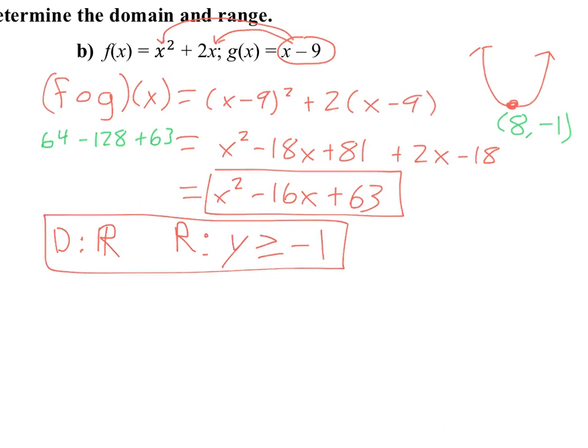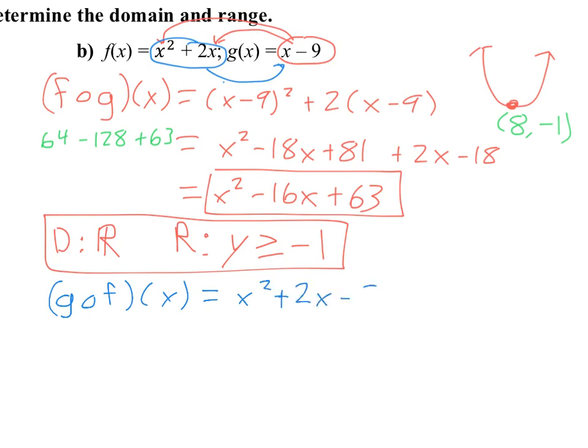Now let's find g compose f of x. We take that by plugging f into g. So that'll be x squared plus 2x minus 9. That's another parabola.